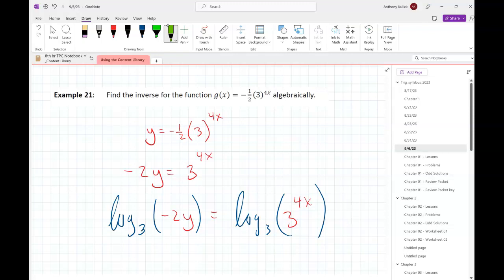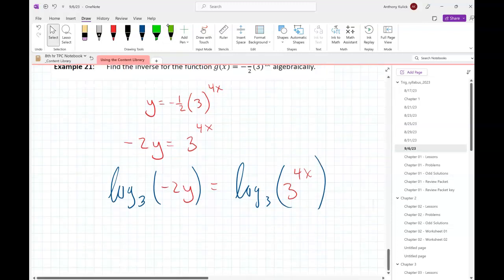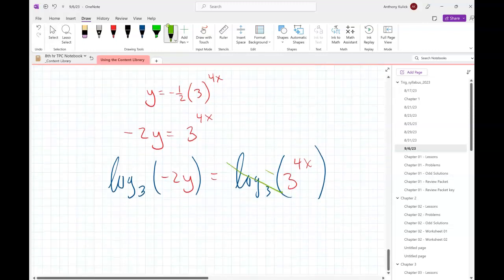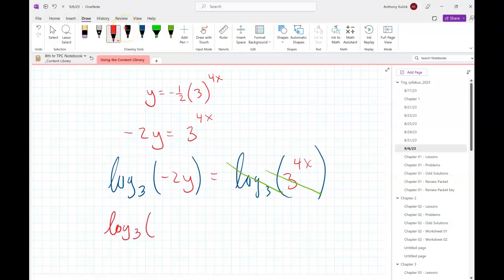So why did I choose log base 3 as opposed to the natural log or the common log or log base 2 or log base 17 or log base whatever? Because log base 3 will cancel with exponent base 3, and that eliminates the logarithm completely on the right-hand side. I could use any log to do this.